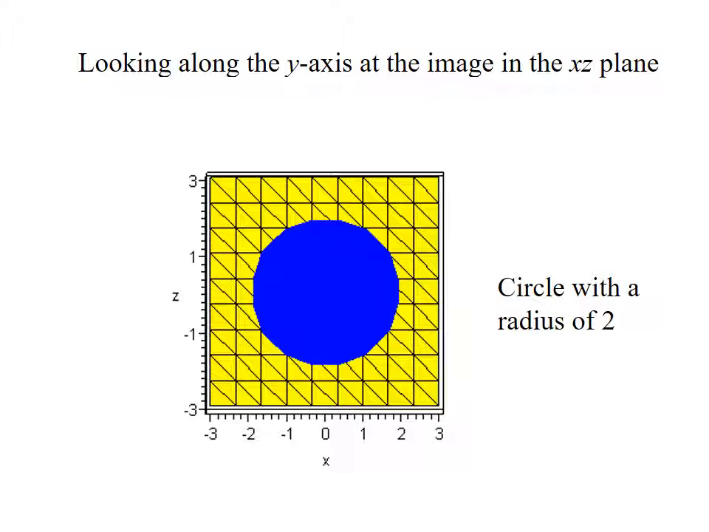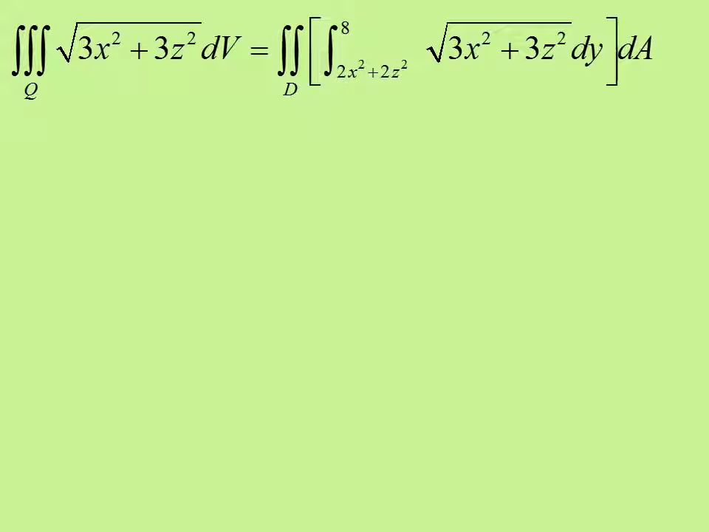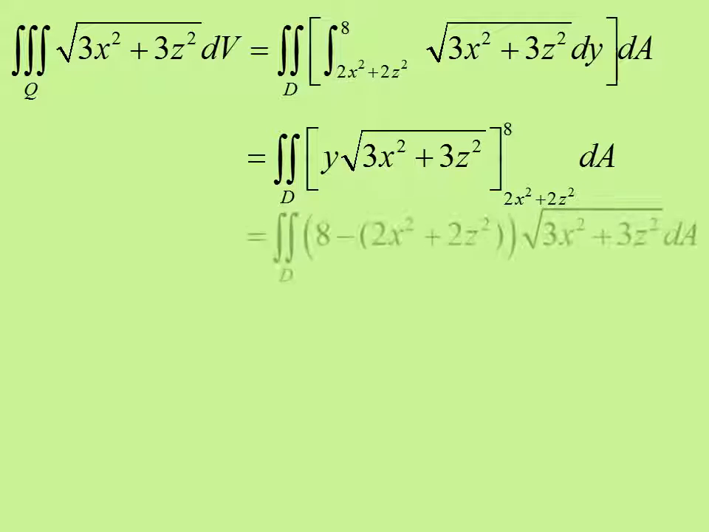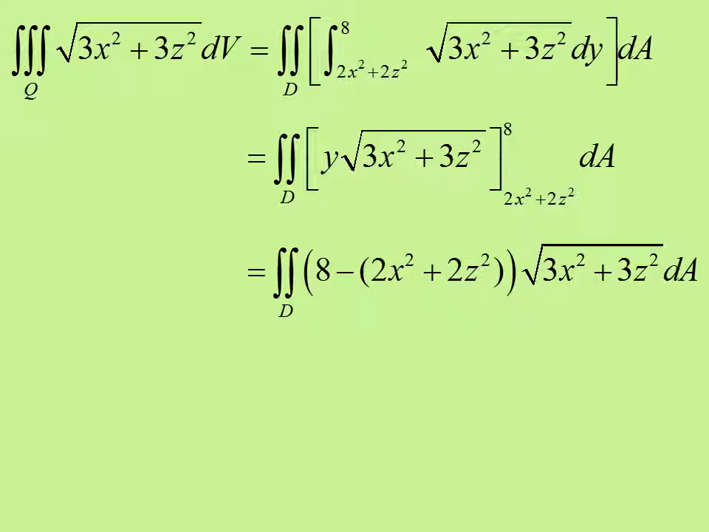Now here's the image that we see looking down the y-axis onto the xz plane. Now that's a circle with a radius of 2. That generally indicates that we could convert the remaining portion into polar coordinates. And so in this example, I'll go ahead and perform this first integral that we've already set up. Then we'll worry about the remaining two integrals. And so here's the integral.